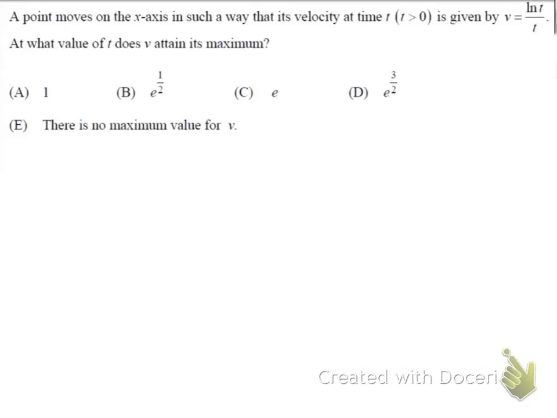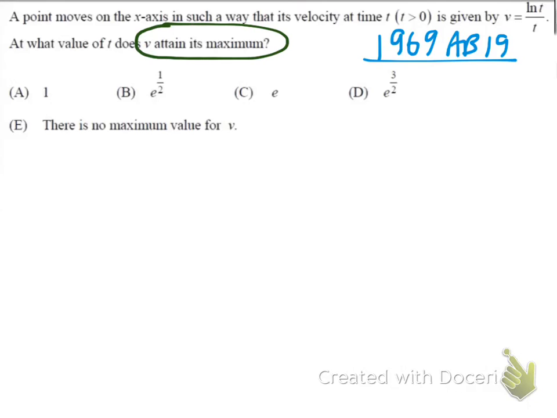So problem number 4 from your practice worksheet, which is actually, let me write this up here, 1969 AB19. Okay, so you should have that on your paper anyway. We're given that the velocity is ln of t over t. We're asked to find when the velocity becomes a maximum.